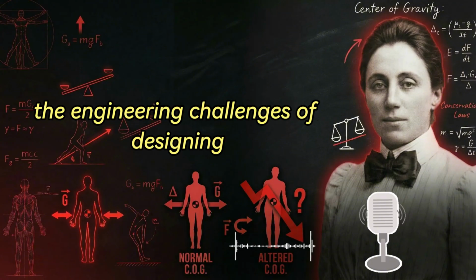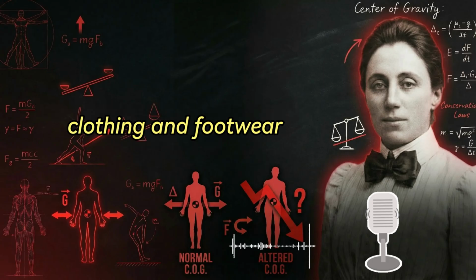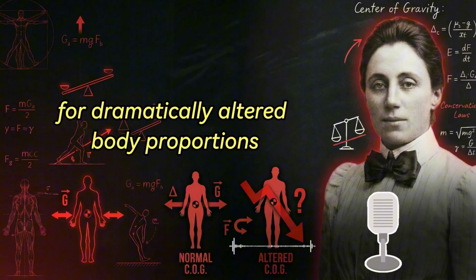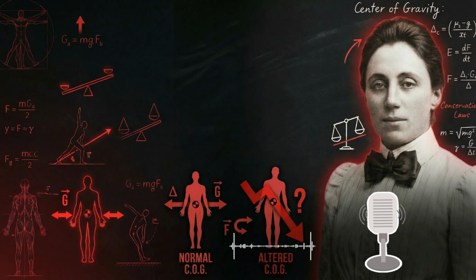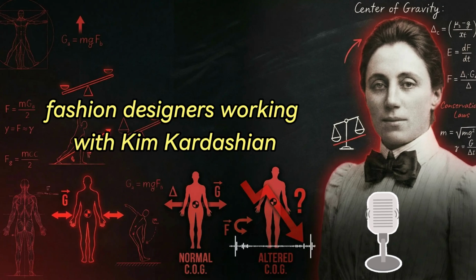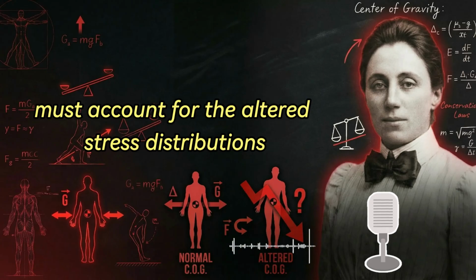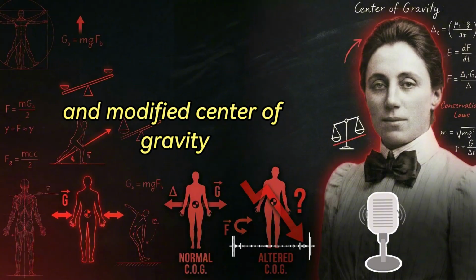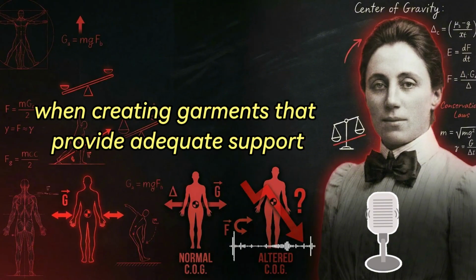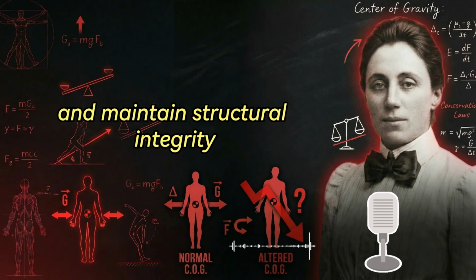The engineering challenges of designing clothing and footwear for dramatically altered body proportions also demonstrate physics principles in action. Fashion designers working with Kim Kardashian must account for the altered stress distributions, different pressure points, and modified center of gravity when creating garments that provide adequate support and maintain structural integrity.